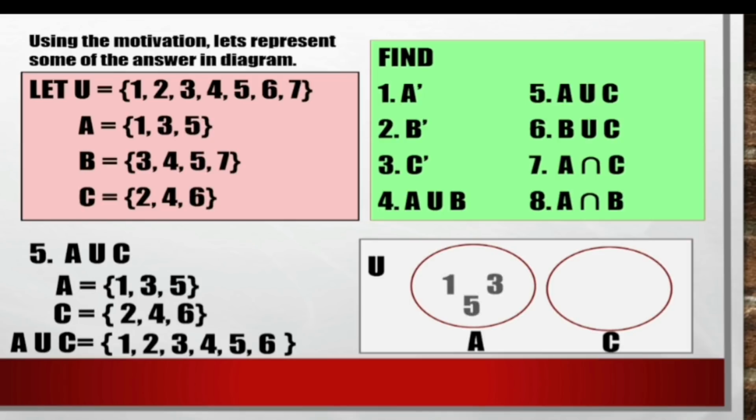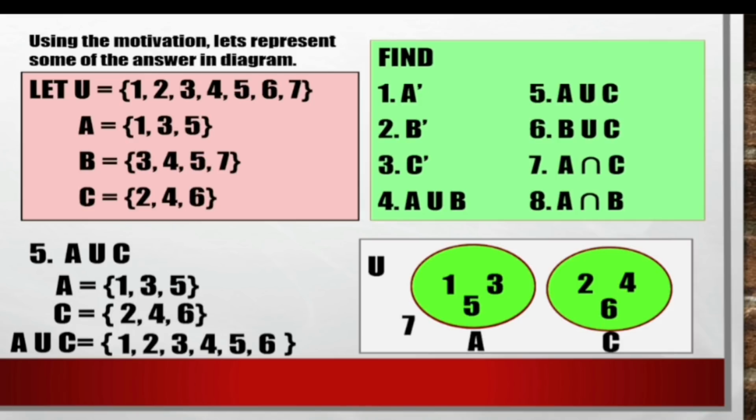So we have set A, which contains the elements 1, 3, 5, and set C, which contains the elements 2, 4, 6. Notice that there is also an element that is not found in both sets, so we will place 7 outside of the sets. If we're going to get A union C, just like what I've said, we're going to get all the elements in both sets. So we just simply highlight 1, 3, 5, 2, 4, 6. So that's how you represent A union C, wherein there's no common element between these two.